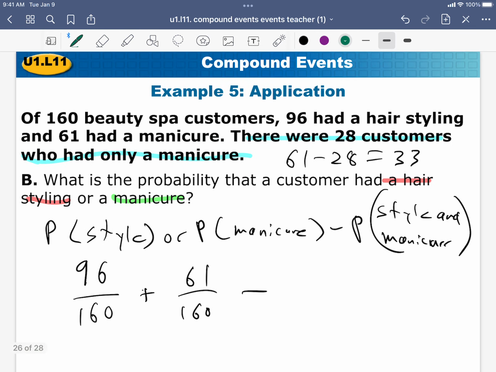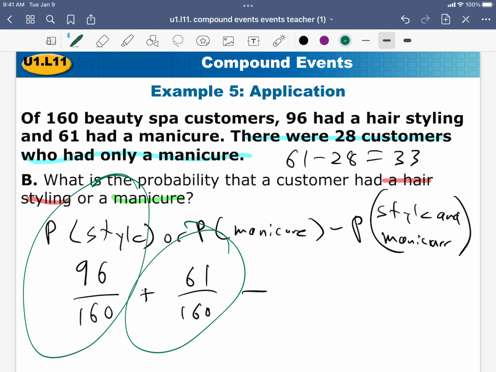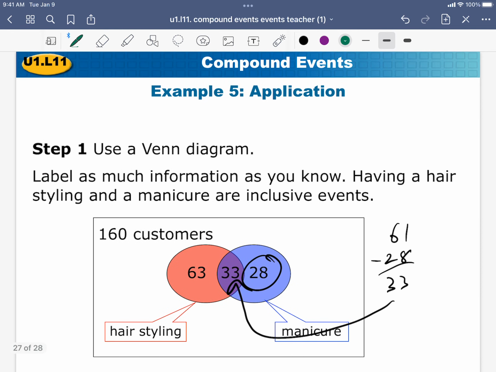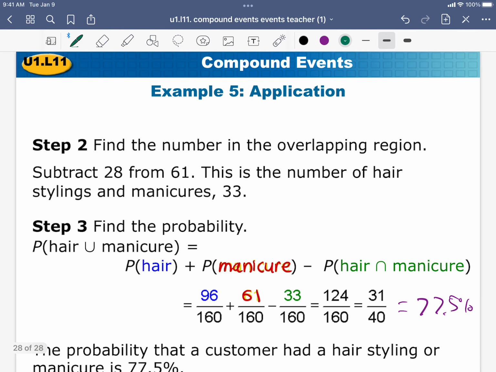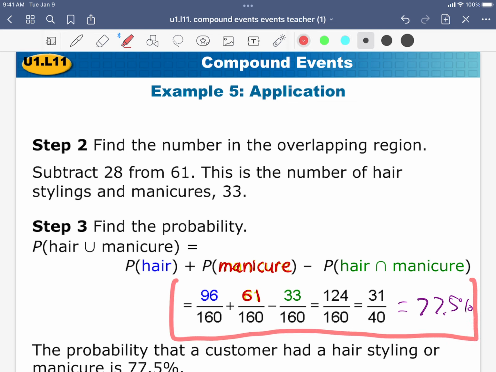So we take everybody who had a hairstyling, everybody who had a manicure, and we subtract the numbers that were counted twice. And that's the middle of the Venn diagram. So you can see that right here. Add those together, simplify either 31 out of 40 or 77.5%.